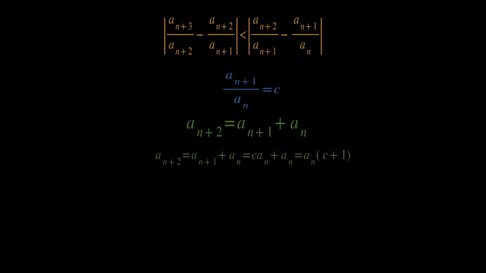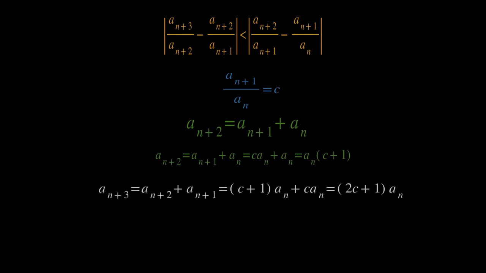Then a sub n plus 2 is equal to c times a sub n plus a sub n. Factoring out the a sub n, we get that a sub n plus 2 is equal to a sub n times c plus 1. When we do the same for a sub n plus 3, we get that a sub n plus 3 is equal to 2c plus 1 times a sub n.